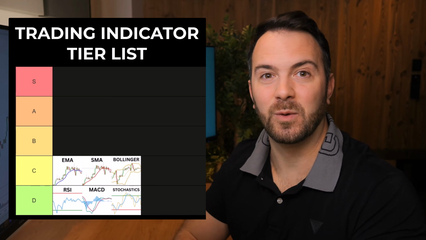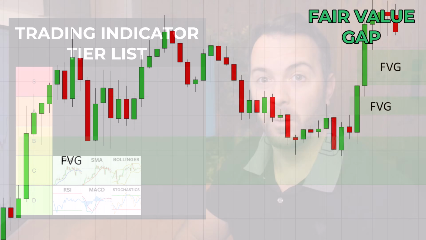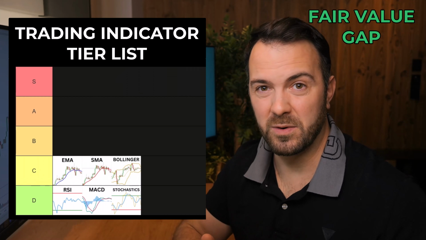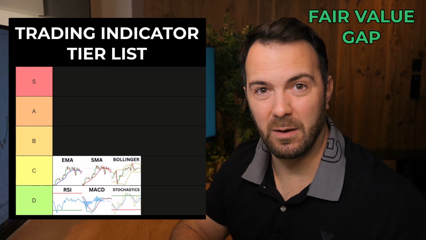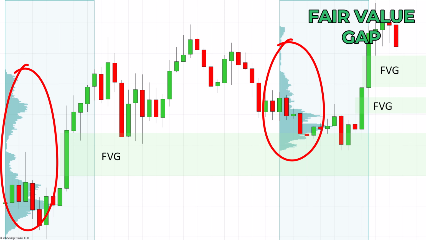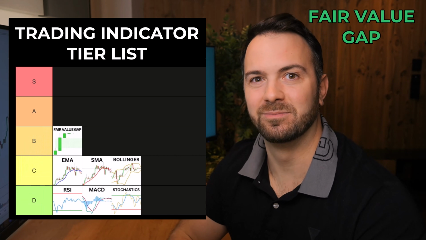All right, next one is fair value gap. Fair value gap marks spots where the market moved quickly or aggressively, and those zones really do get some reactions. They are easy to spot and great as points of interest. On their own, they are a bit too simple, but if you combine them with something solid, like for example volume profile, then they become quite useful, and that's why I'll put them into the B tier.